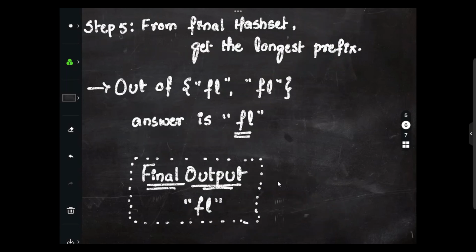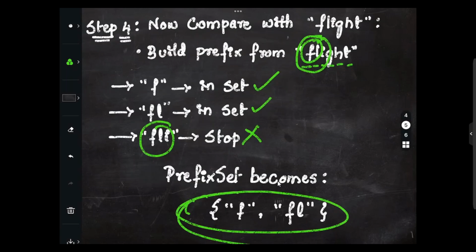So now what we will do, from the final hash set, nothing but the previous one here, we will consider the longest prefix, nothing but FL in this case. FL. The longest in the hash set means the string which is of the longest length, basically, right?